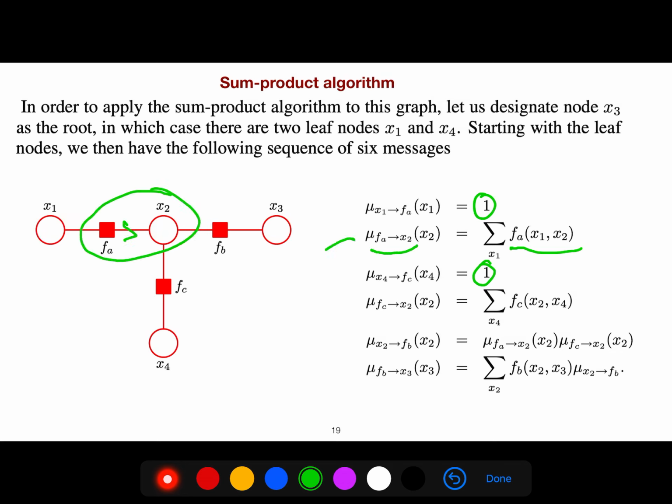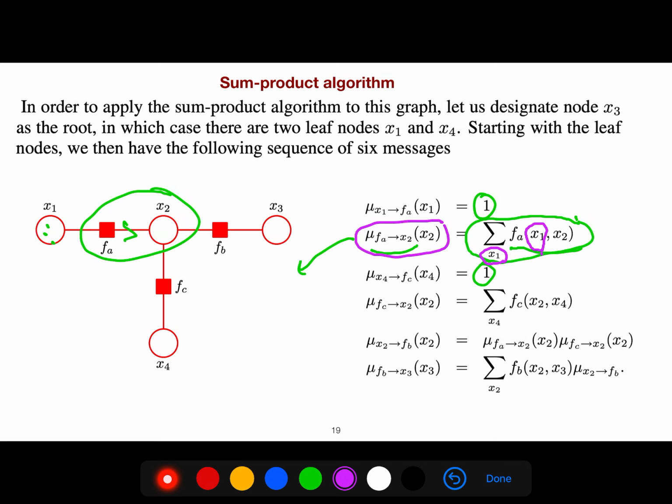So this one is just a summation over x1, because x1 could be different things. One label to x2, another label to x2, another label. If you sum over all of them, you get the message that goes from FA to x2. So we are considering all the labels because we are summing over all the labels. It's just one number, but we have considered this as well.